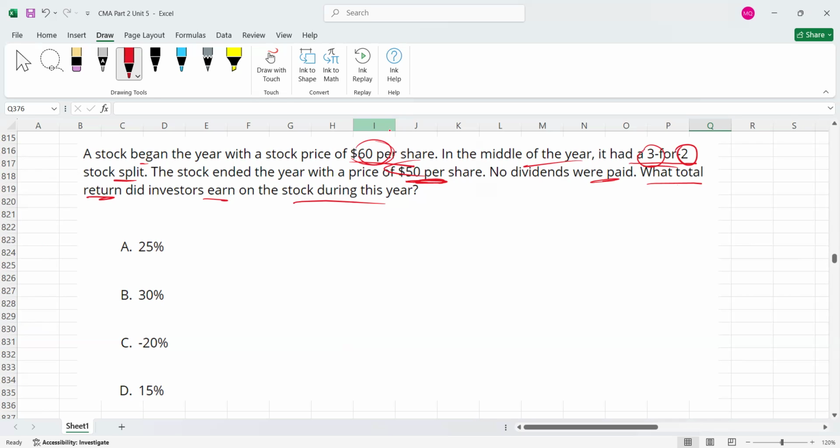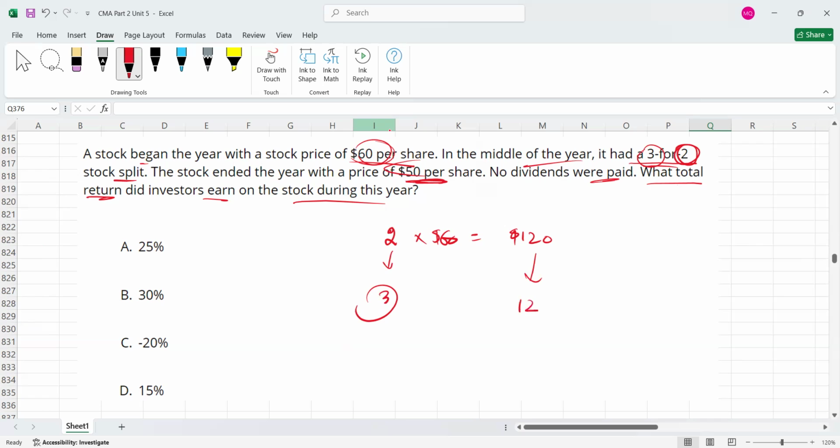So now guys, I can solve this in different ways. First I'm going to tell you the simple way. Let's assume at the beginning of the year you have two stocks, because those two will convert into three in the middle of the year. Each stock's price was $60. It means the total worth was how much? $120.